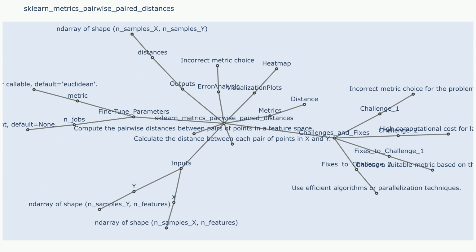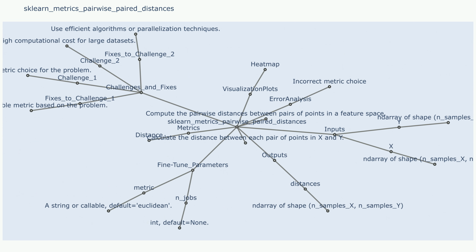Visualization plots. Scatter plot: visualize the distribution of pairwise distances, highlighting clusters or outliers. Heat map: represent the pairwise distances as a matrix, with color intensity indicating the distance magnitude.